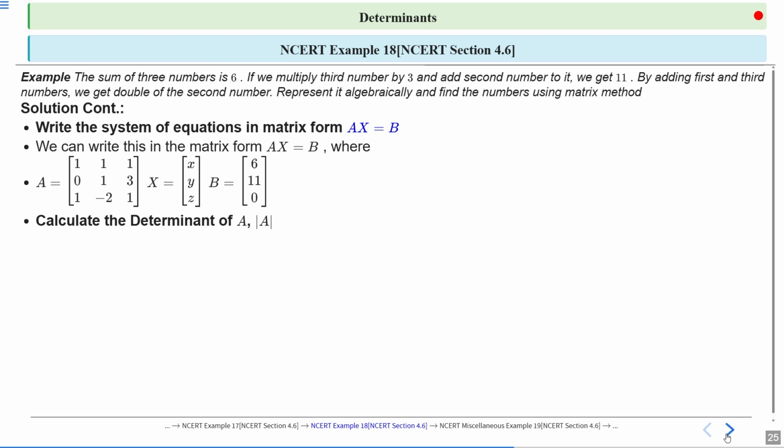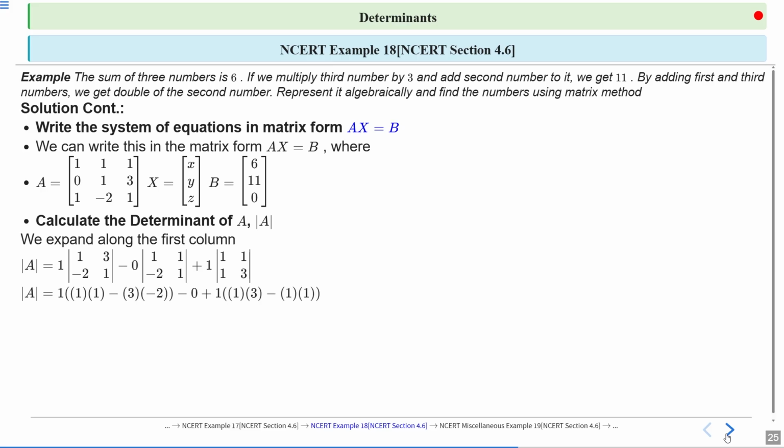Now, calculate the determinant of A. Second step is complete. We wrote in the matrix form. Now, in the third step, we calculate the determinant of A. Determinant of A is equal to, expand along the first column. So when we expand along the first column, we get determinant of A, that is 1 into (1, 3; minus 2, 1), minus 0 into (1, 1; minus 2, 1), plus 1 into (1, 1; 1, 3).